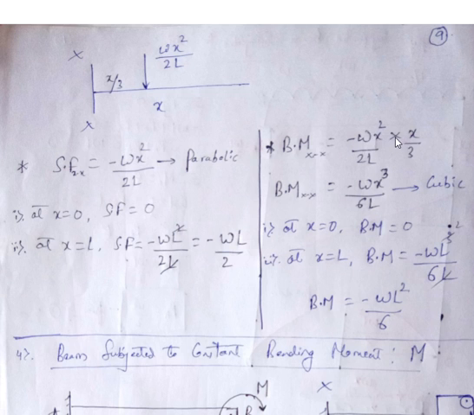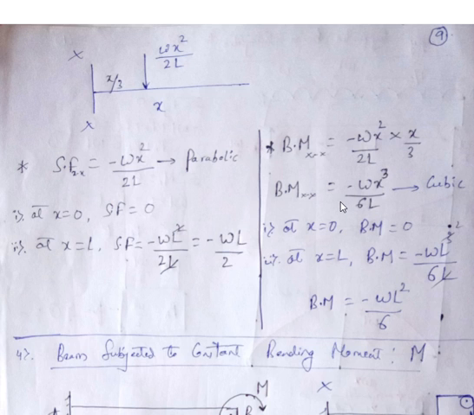When I further resolve this, the bending moment will become minus W into x square into x, which is x cube, divided by 6L. Look at the power of the variable, it is 3. 3 in the sense the variation is cubic. That means the curve will be more curvy than parabolic.